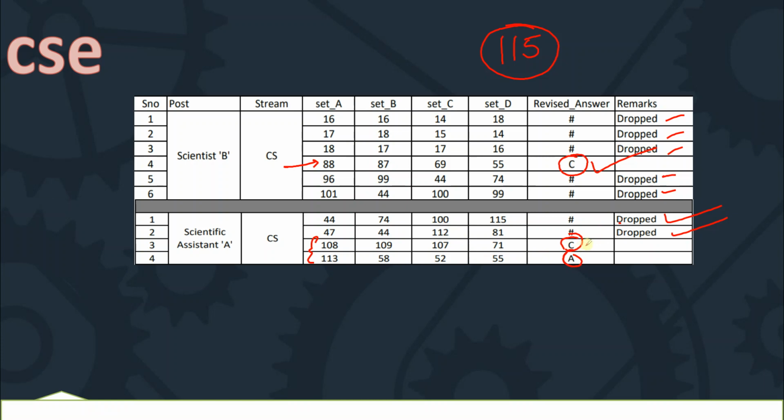So definitely those who got the positive marking of 2 marks here will get a little advantage over other candidates, okay? And those who marked other options here, that is B, A, D for this one and B, C, D here, will definitely get negative marking, okay? So your STA paper is now 118 marks and Scientist B is 115 marks.